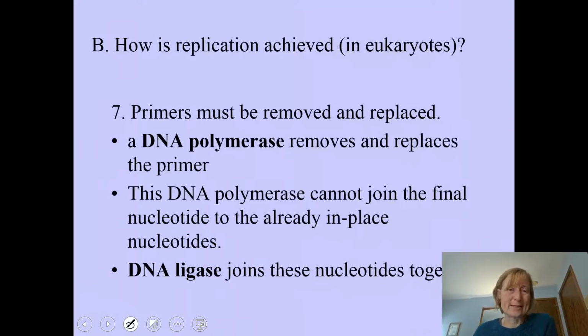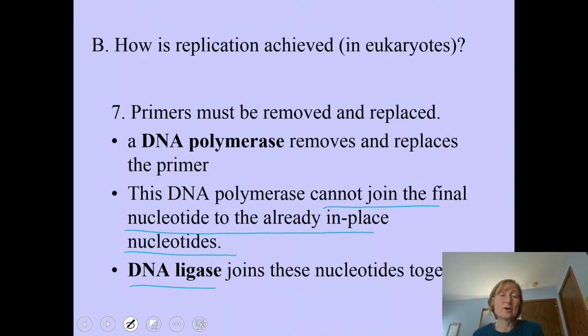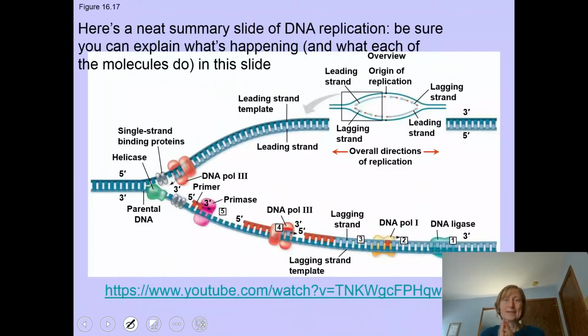So these are the things that we just mentioned. Primers must be removed. You got to get rid of the RNA and put new DNA in its place. After the primers are built and used, then they need to be removed. DNA polymerase removes them and replaces the primer with DNA. But it cannot join the final nucleotide to the already in place nucleotides. They can't make that final connection. And then there's an enzyme called DNA ligase that joins them together. Okay? Yes. I like this summary slide.